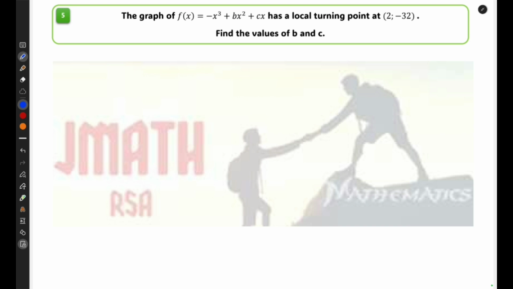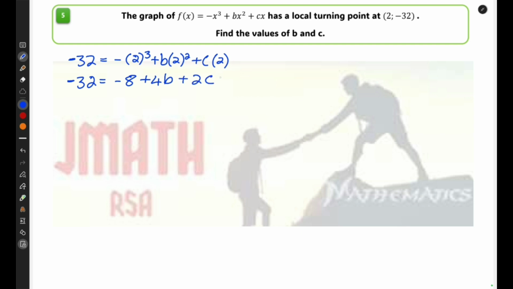So it's also a type 3 sum. I need to get equation 1 and equation 2. I am going to start with just subbing the point that they gave me into x and y. So minus 32 is equal to minus 2 cubed plus b times 2 squared plus c times 2. So if I simplify that a little bit, that would just give me minus 8 plus 4b plus 2c. I want c alone, so I'm going to move everything over and then divide by 2. So minus 32 minus minus 8 gives me minus 24, divided by 2 gives me minus 12, minus 2b.